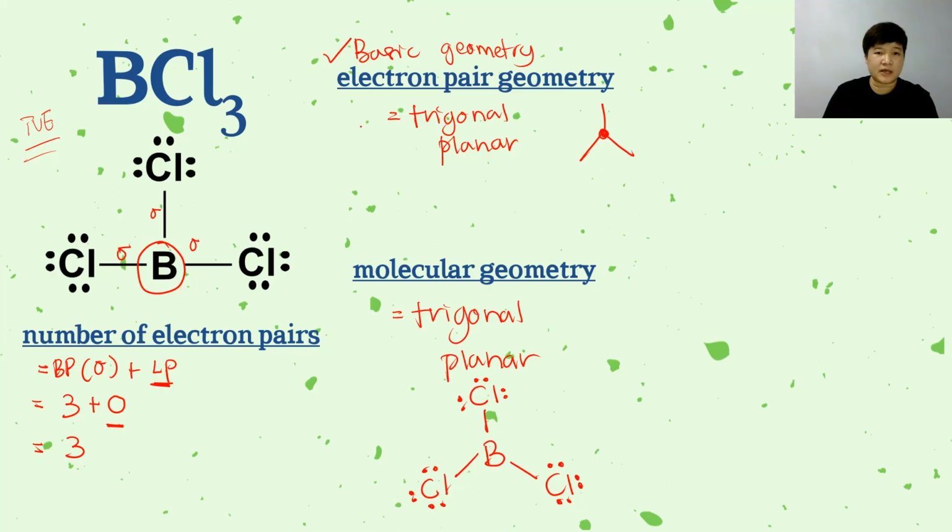Why do the basic shape and the molecular geometry remain the same? Simple, because there is no lone pair. The only repulsion that you have is bonding pair repulsion. So the basic geometry and the molecular geometry remain the same. And that's why your bond angle will also remain 120 degrees.